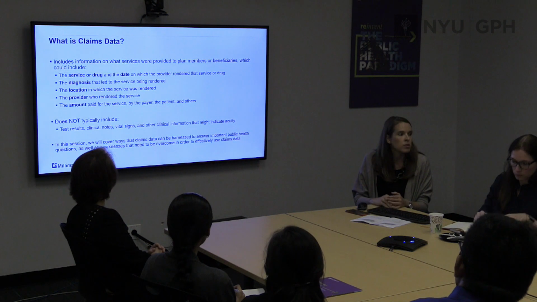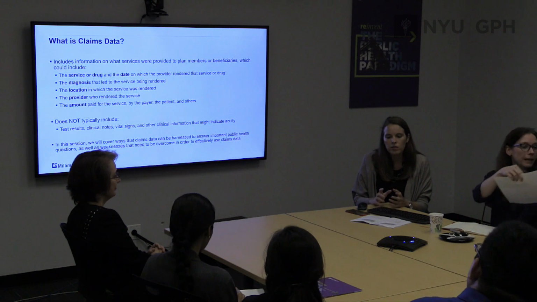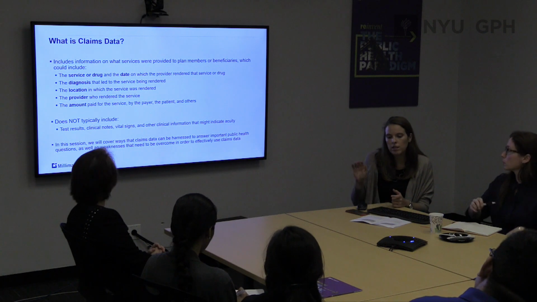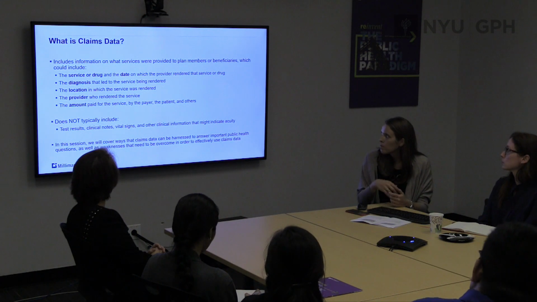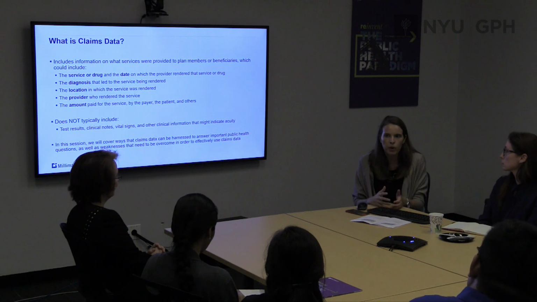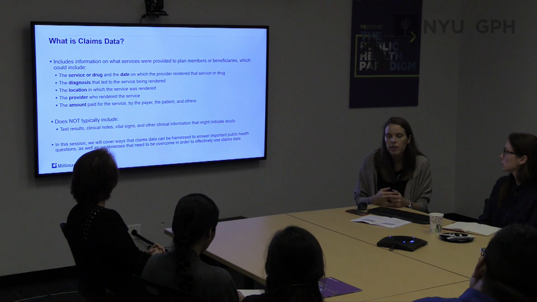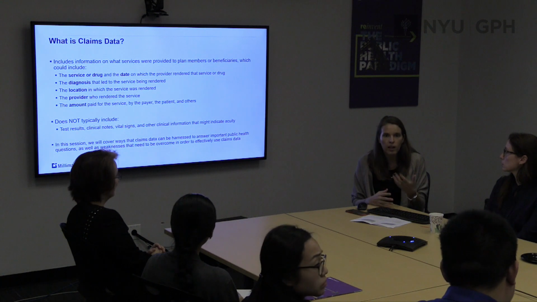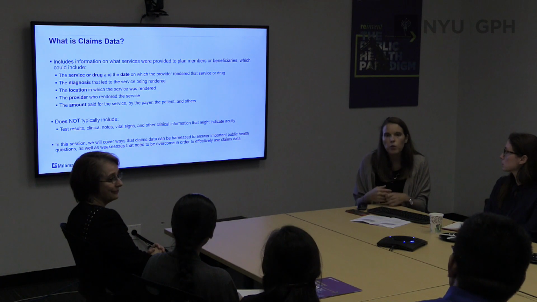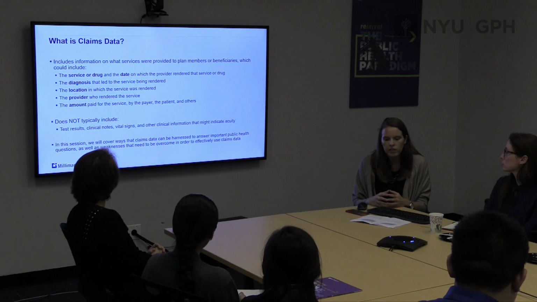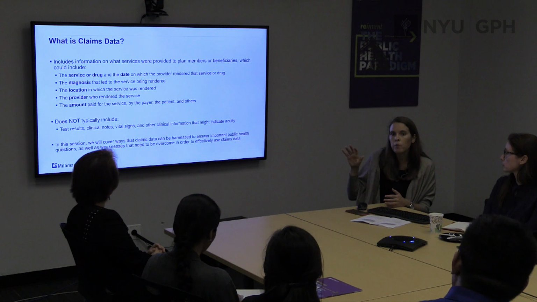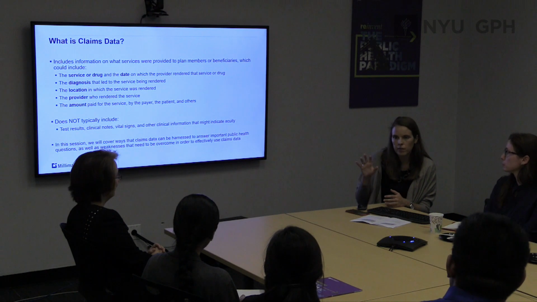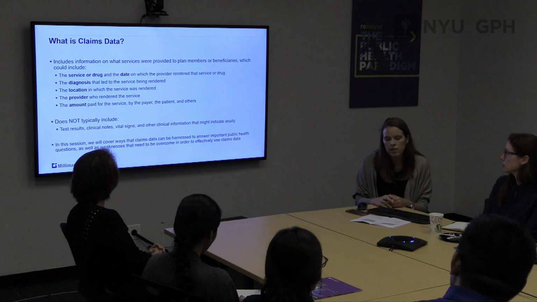So claims data includes information on what services were provided. It includes these types of things: What was the service or the drug that was provided, and when was it provided? What was the diagnosis? What was wrong with the person that led them to provide that service? Where did it happen? Was it at a hospital? Was it in a physician's office? Who was the person that provided that service? And how much was paid for the service? We're going to get into this. There's a lot more detail about all of these things, but this is the high level. This is what you would expect to see in claims data.